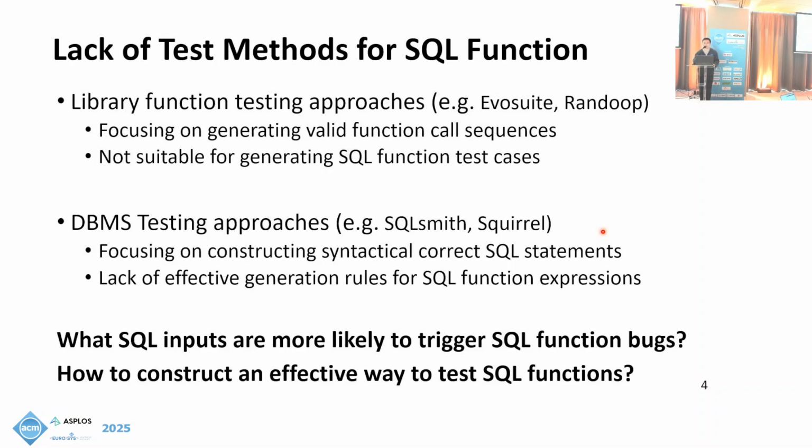However, for the generation of function expressions, they usually only support a small set of SQL functions and just generate them randomly. And this leads us to the central question: what kinds of SQL inputs are more likely to trigger bugs in SQL functions, and how can we construct an effective way to test SQL functions?